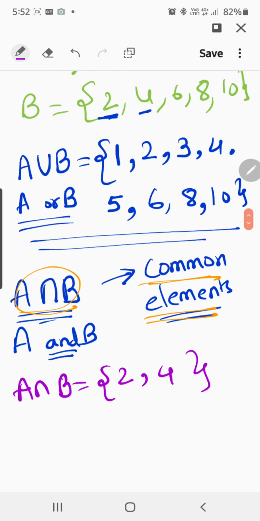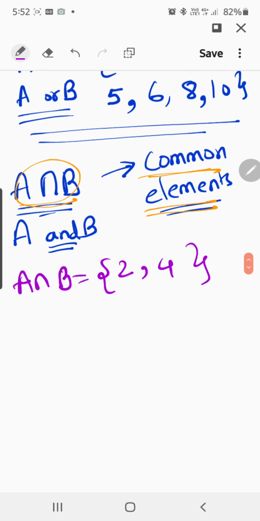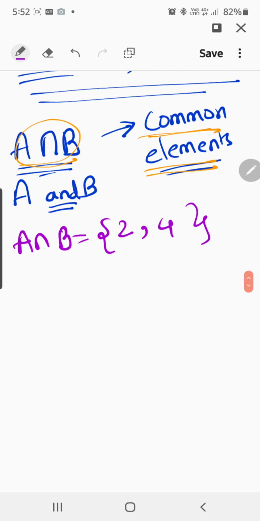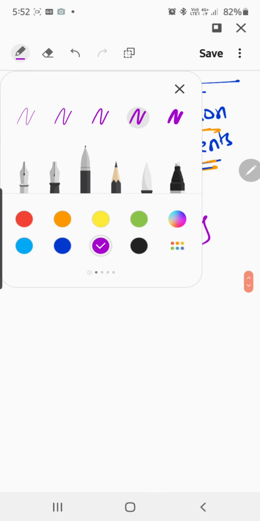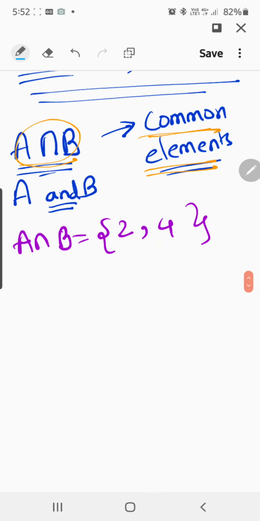You have to remember this is about A intersection B. Hope the students are getting what we mean by A union B and A intersection B. Now we are proceeding with our last Boolean operation, that is A minus B.